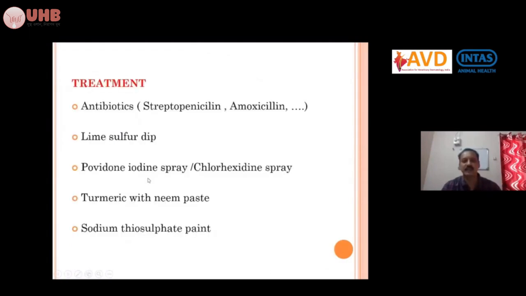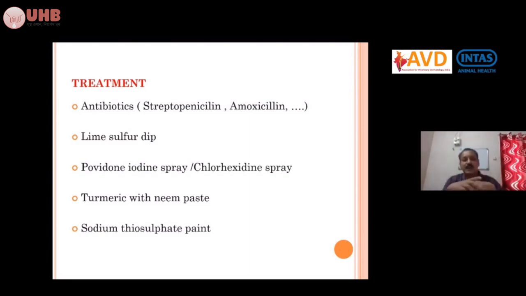When you identify it at the earliest phase, it is very easy to treat. Antibiotics commonly respond very well to streptopenicillin, of course for 5 to 7 days, and amoxicillin can also be used. But I have used it in many cases, and streptopenicillin is very effective in treating dermatophilosis. The lime sulfur dip is very ideal. You can apply sulfur ointment, it is very much effective.